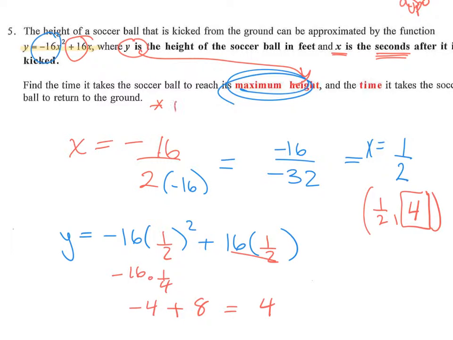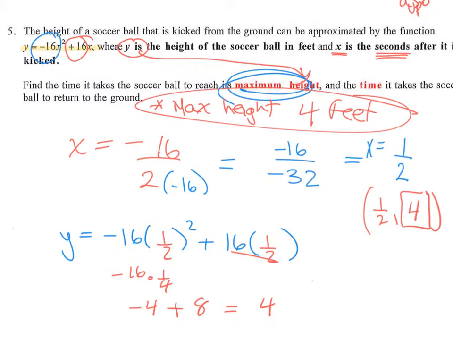That means that my y value of the vertex is 4. This means that the maximum height is the y value of the vertex, which is 4 feet. That means that the height that I am going to get when I kick the ball is 4 feet. That's the highest it's going to get.